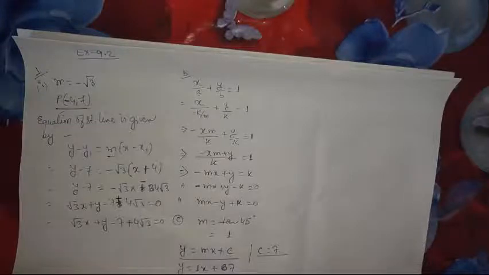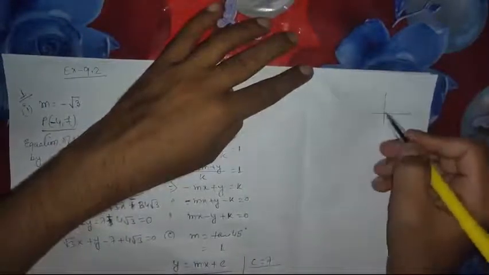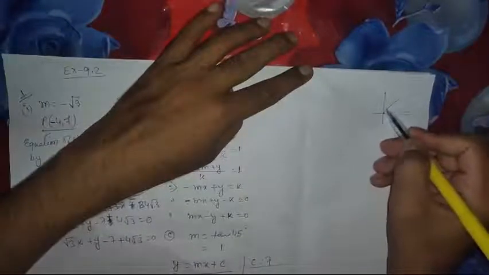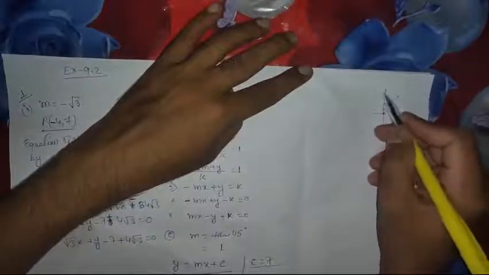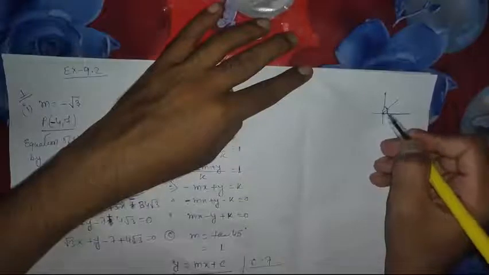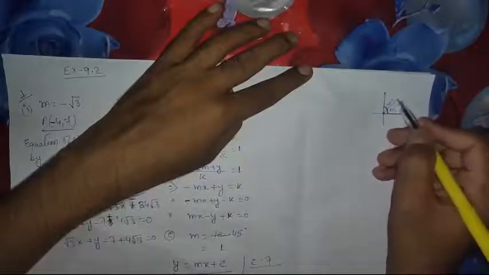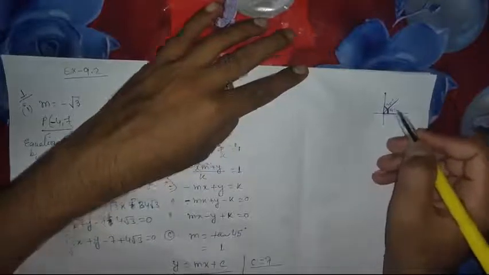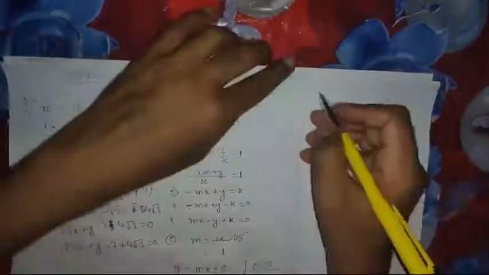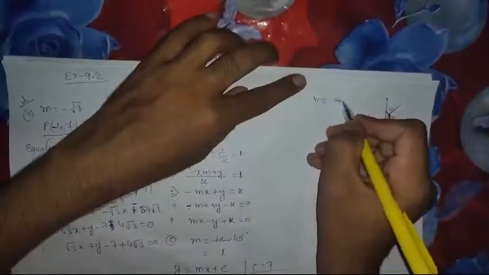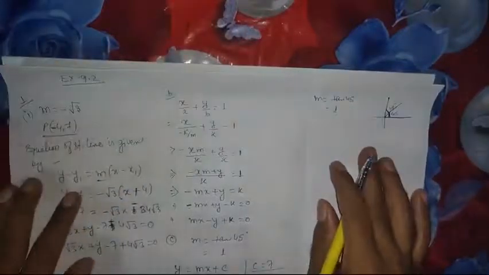Equally inclined means this angle and this angle will be the same. What is the total angle? 90 degrees. So if they are equal, this must be 45 and this must be 45. Equally inclined means this angle and this angle are equal. So 45 again, the same thing: m is equal to tan of 45. How much is it? 1. Okay, you have got m equal to 1.